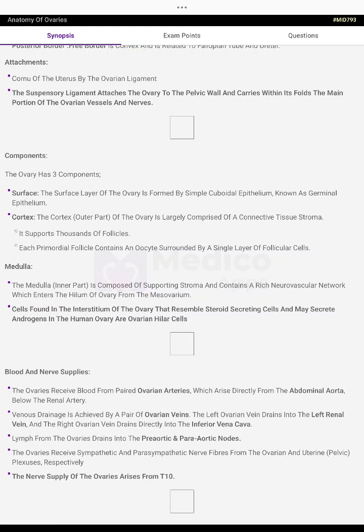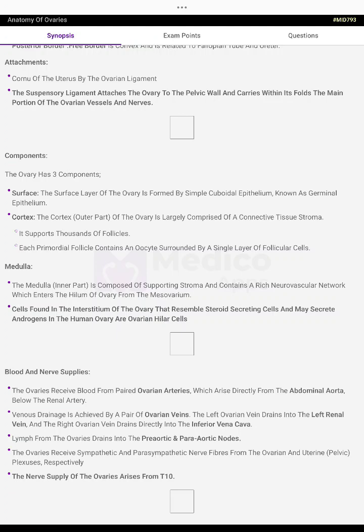The cortex, the outer part of the ovary, is largely comprised of connective tissue stroma. It supports the dozens of follicles. Each primordial follicle contains an oocyte surrounded by a single layer of follicular cells. The medulla, the inner part, is composed of supporting stroma and contains a rich neurovascular network which enters the hilum of the ovary from the mesovarium.